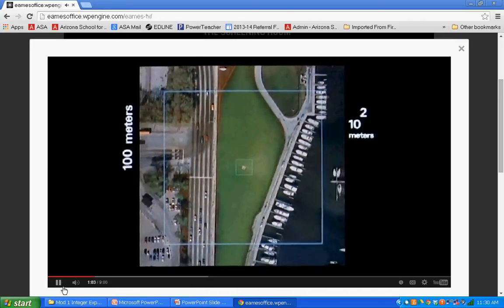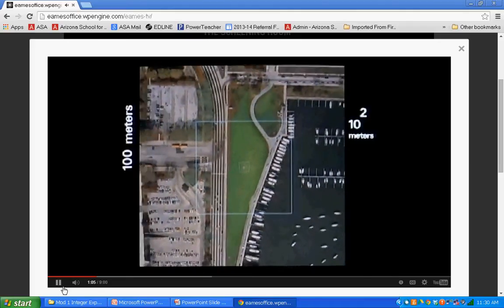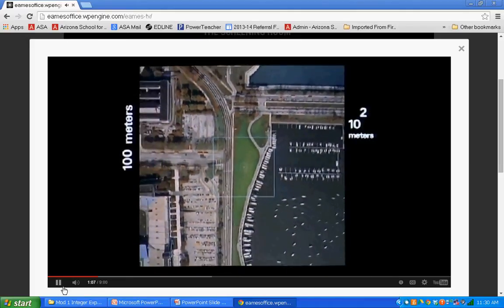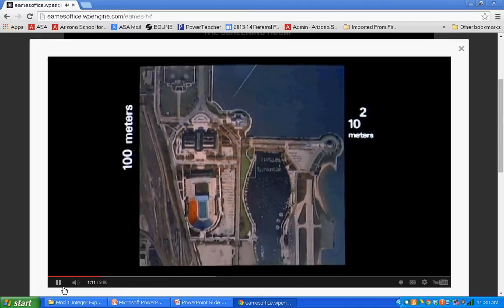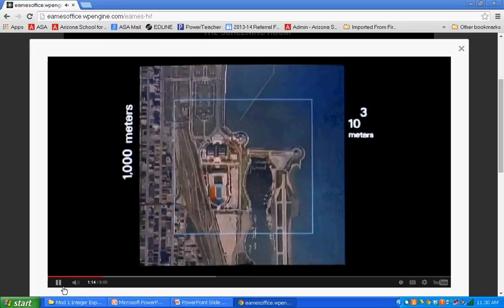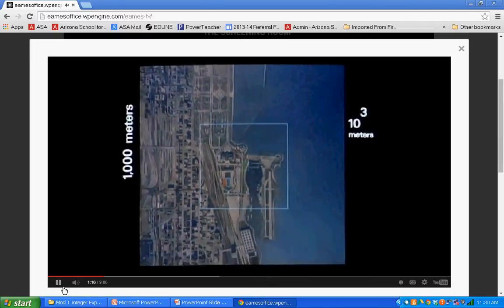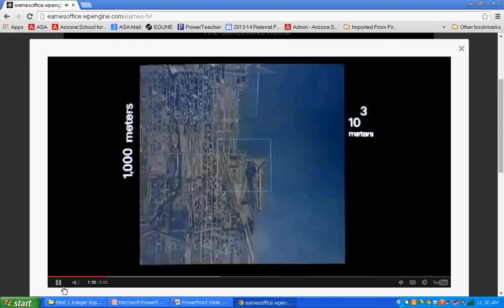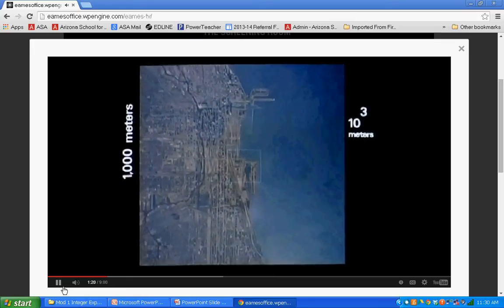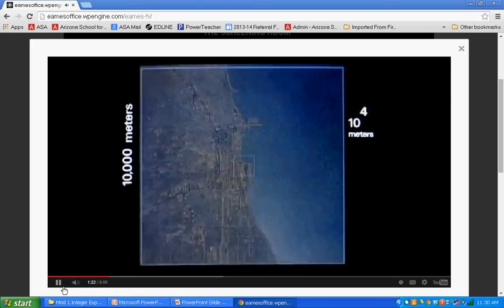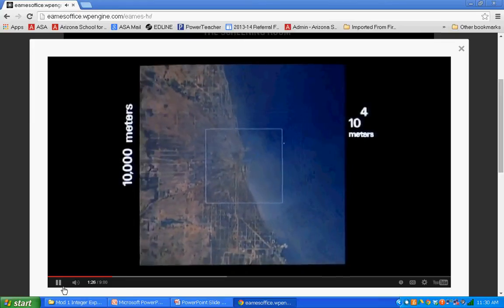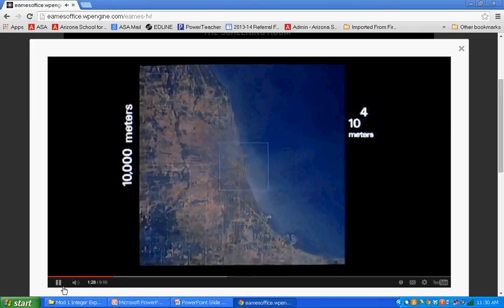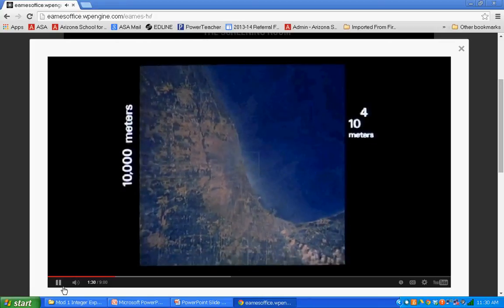100 meters wide. The distance a man can run in 10 seconds. Cars crowd the highway. Powerboats lie at their docks. The colorful bleachers are Soldiers Field. This square is 1 kilometer wide, 1,000 meters. The distance a racing car can travel in 10 seconds. We see the great city on the lake shore. 10 to the 4th meters, 10 kilometers. The distance a supersonic airplane can travel in 10 seconds. We see first the rounded end of Lake Michigan, then the whole Great Lake.